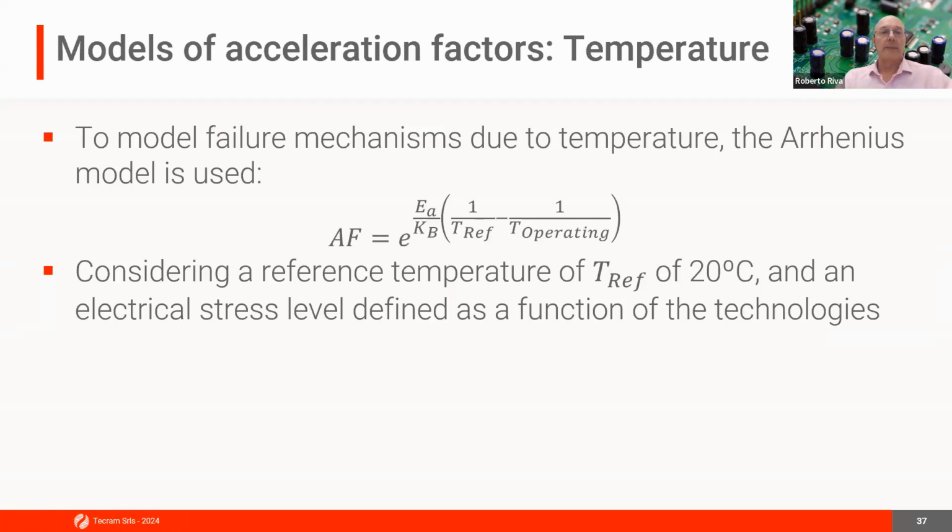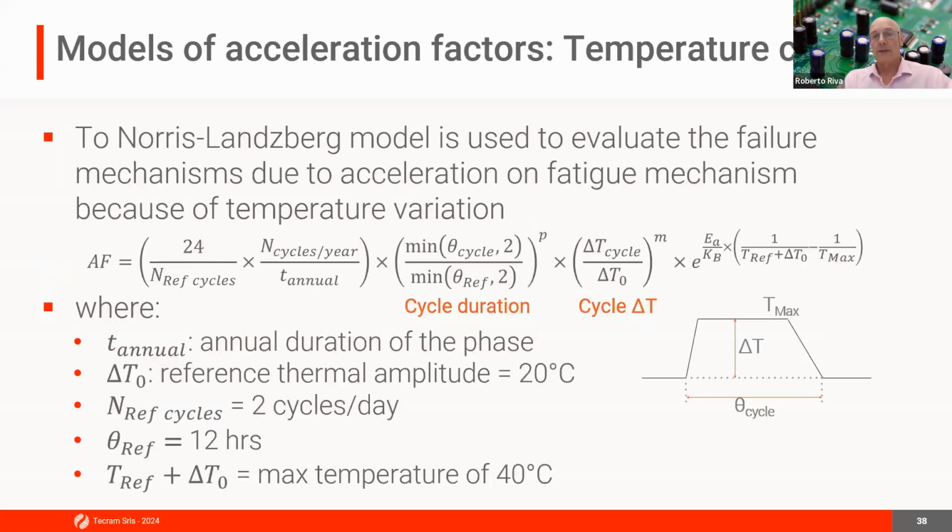So the model failure mechanism, as far as temperature is concerned, is the Arrhenius model. Okay, and we consider a reference temperature of 20 Celsius and electrical stress divided as a function of the technology. So as far as the temperature is concerned, it is the Arrhenius. As far as the temperature cycling, FIDES uses the Norris-Landzberg model to evaluate the failure mechanism acceleration on fatigue, because of the temperature variation. And this is, for example, solder joint fatigue.